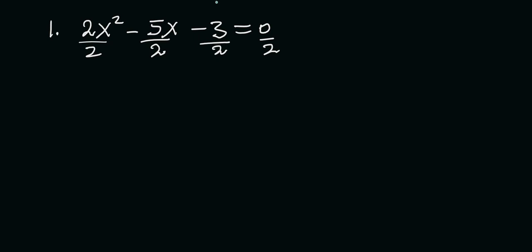Automatically, 2 divided by 2 is 1 and 2 divided by 2 is 1. So that is out. So now we have just x squared minus 5 over 2 x minus 3 over 2 equals 0, because 0 divided by 2 is 0. So now let's first of all isolate x squared minus 5 over 2x. Let's keep that on the left side and try to eliminate negative 3 over 2.